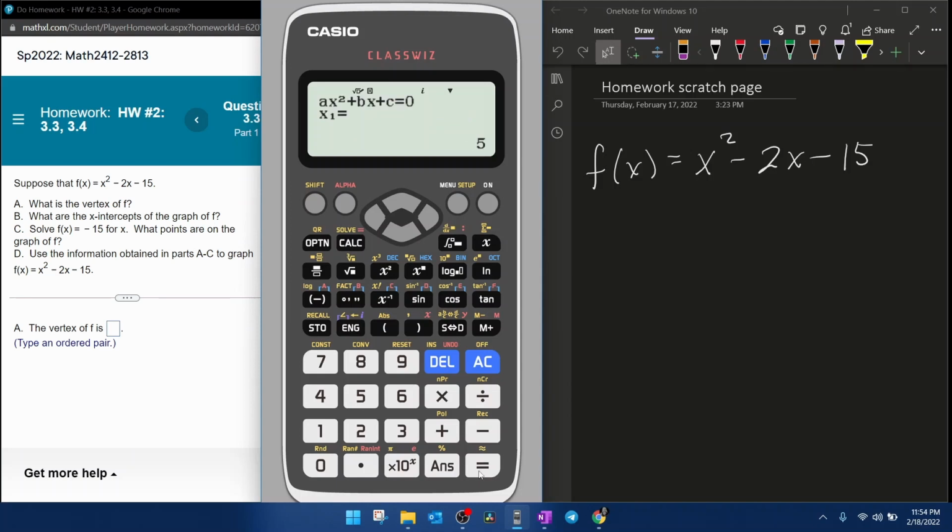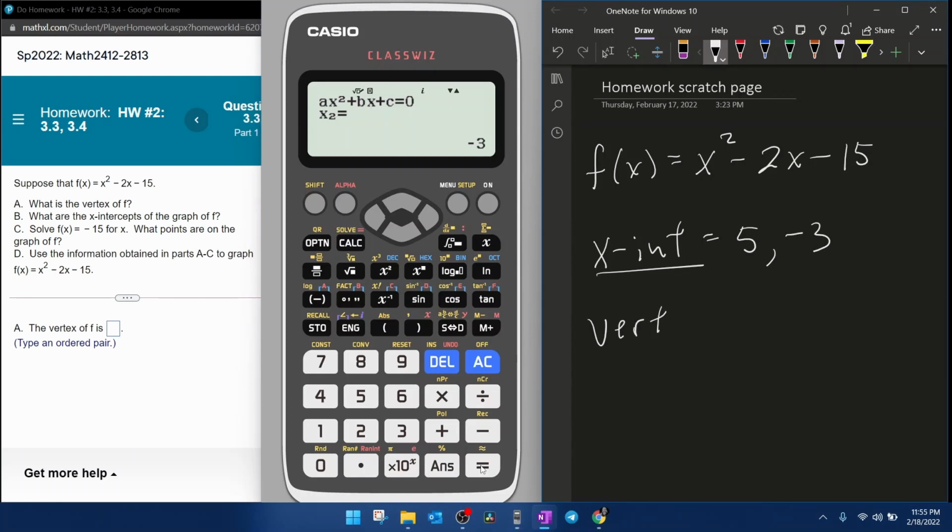And then if I hit equals, notice it is going to give me the x-intercepts. I am going to go ahead and make a note of that. So the x-intercepts are going to be at 5 and -3.